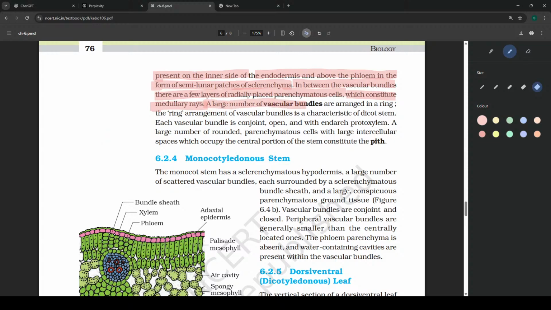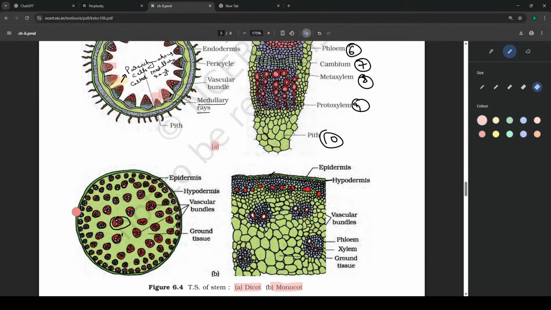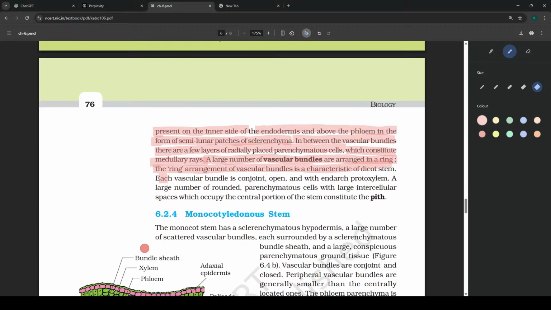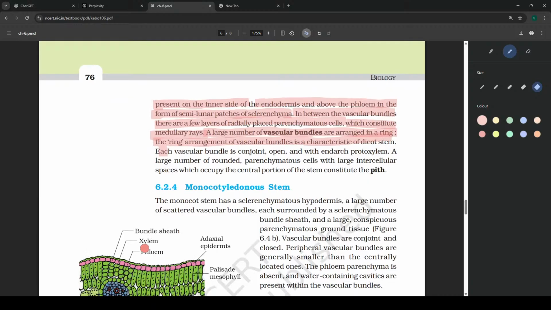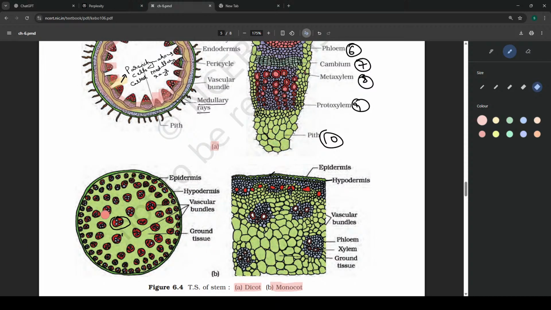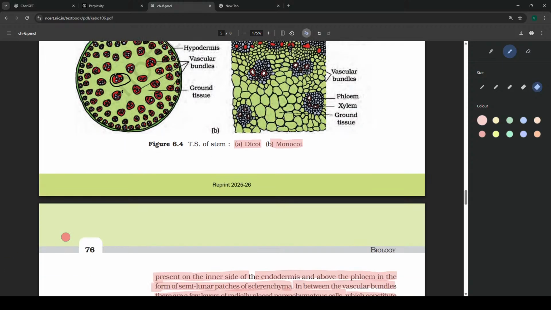A large number of vascular bundles are arranged in a ring. The ring arrangement of vascular bundles is a characteristic of a dicot stem. It is a point to be remembered. If we look at that vertical section, this is the ring arrangement of the vascular bundles. It is a characteristic feature of the dicot stem. In the monocot stem, we do not see such an arrangement. They are arranged as scattered circles or faces.